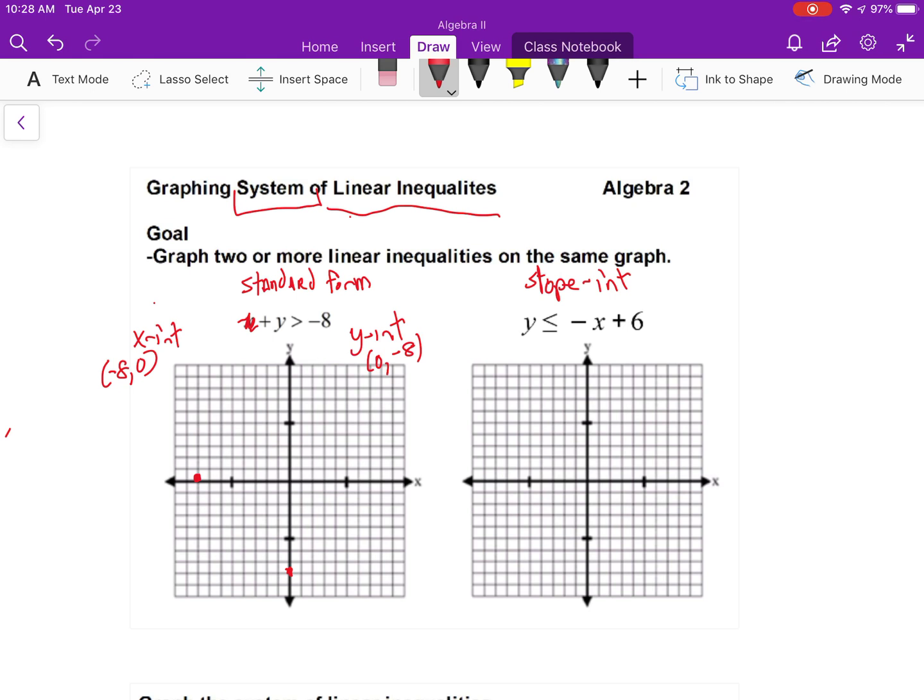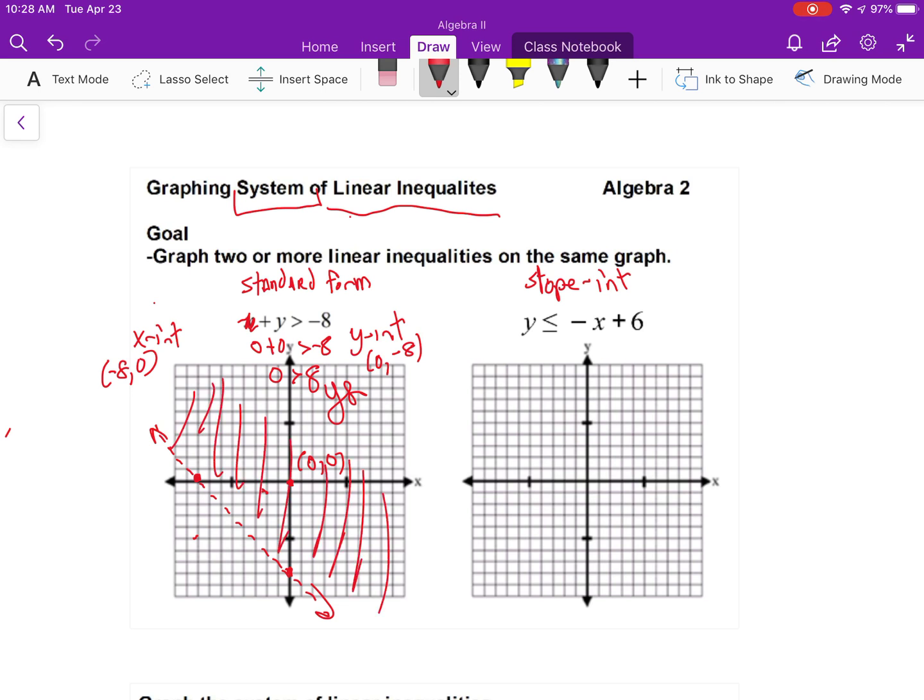Since there's no line underneath it, I am going to dash that. And remember, we're going to shade on either the bottom or the top. What I like to do to be a little more concrete is put in a point. Now 0 plus 0 is bigger than -8. Yes, 0 is bigger than -8, so I'm going to shade towards (0, 0).